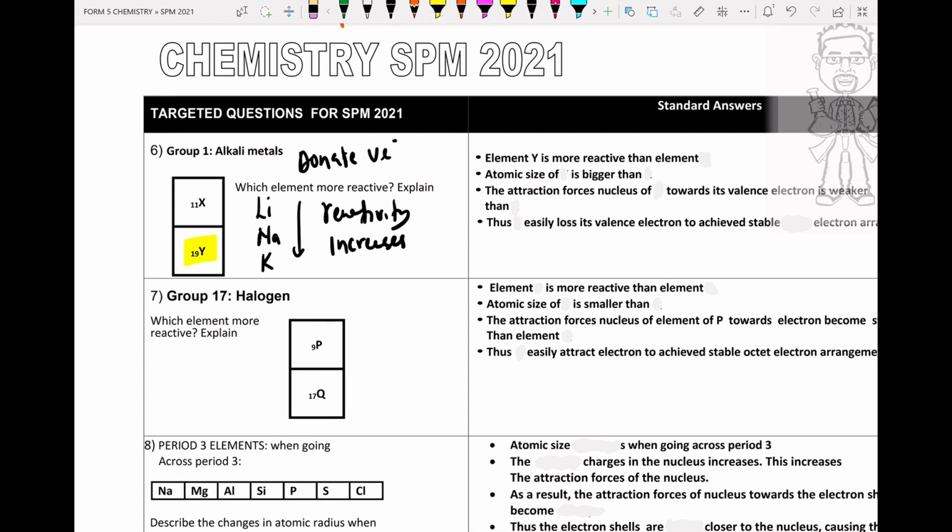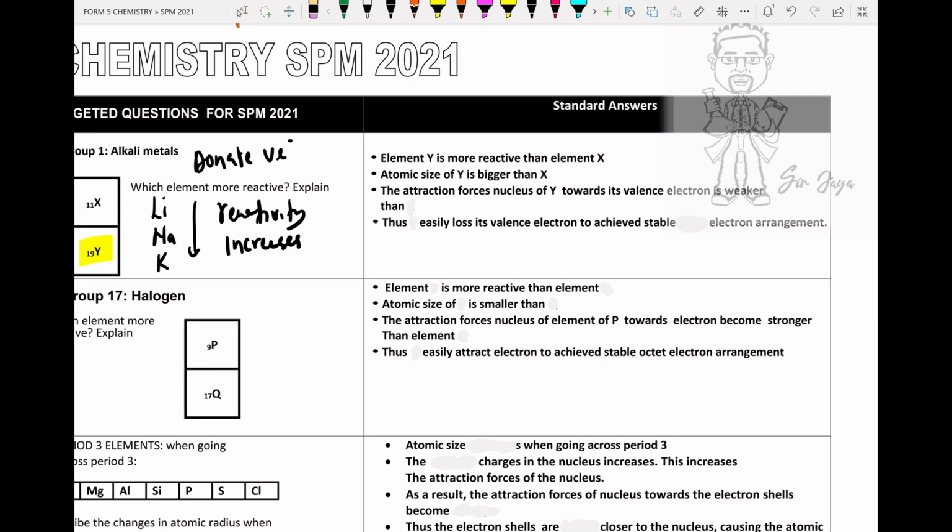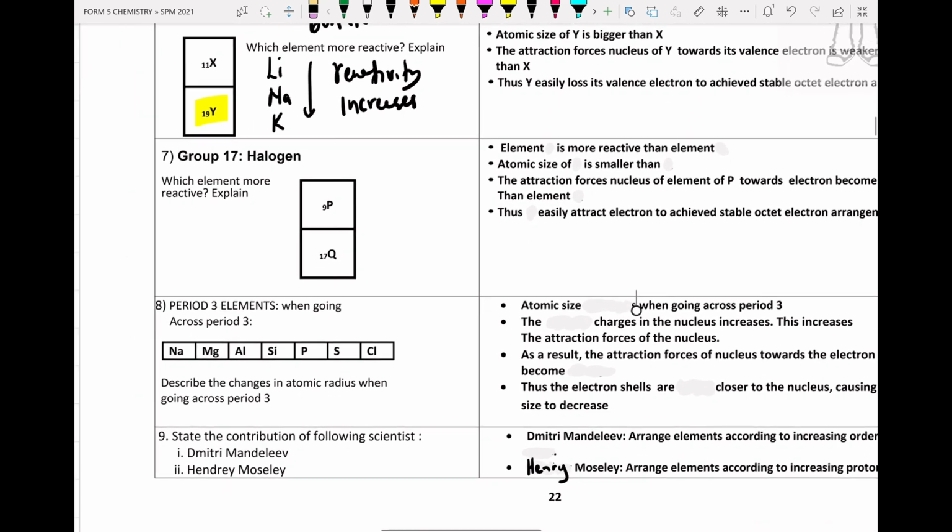Element Y is more reactive than element X. Why? Because the atomic size of Y is bigger than X. The attraction force of the nucleus of Y towards its valence electron is weaker. Thus, Y easily loses its valence electron to achieve a stable octet electron arrangement. Therefore, Y is more reactive.